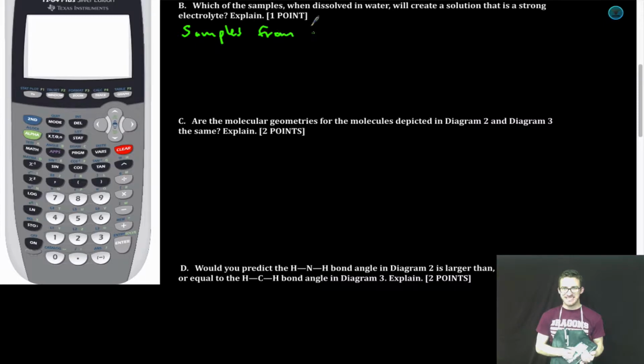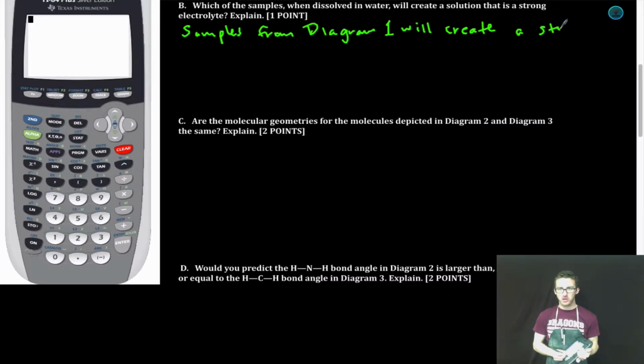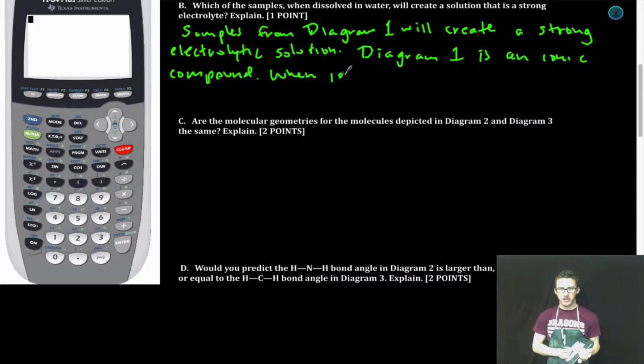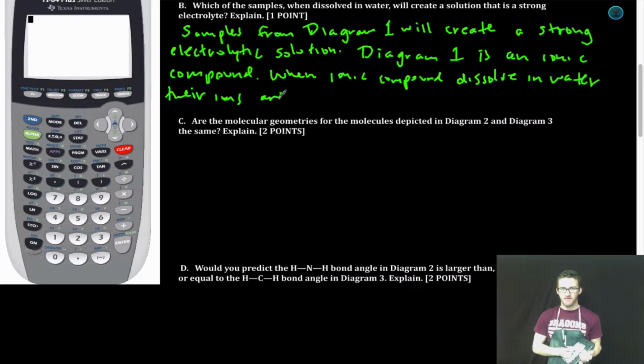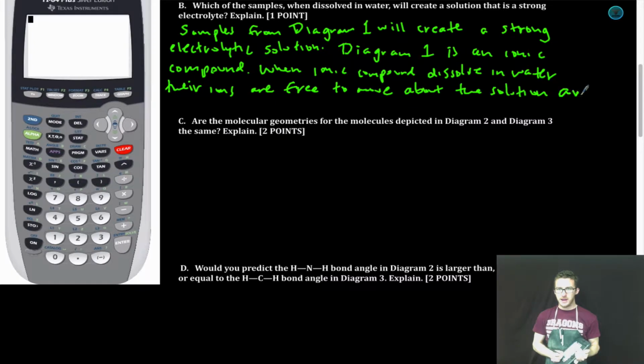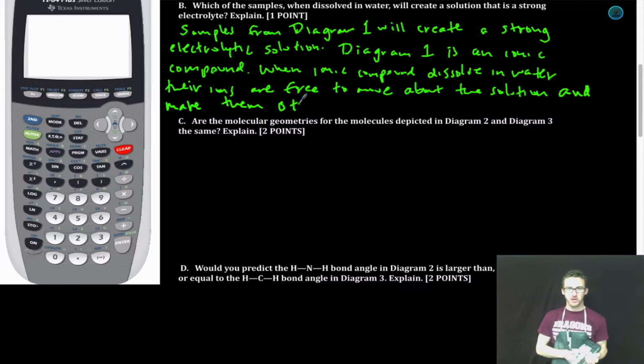Samples from diagram 1 will create a strong electrolytic solution. Diagram 1 is an ionic compound. When ionic compounds dissolve in water, their ions are free to move about the solution and make them strong electrolytes.